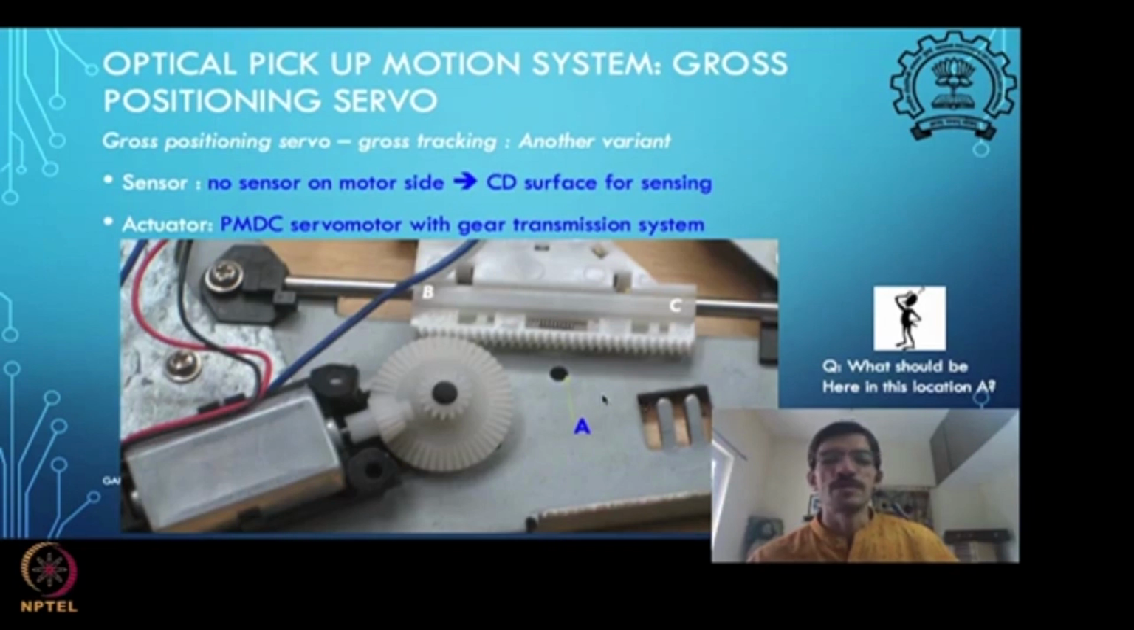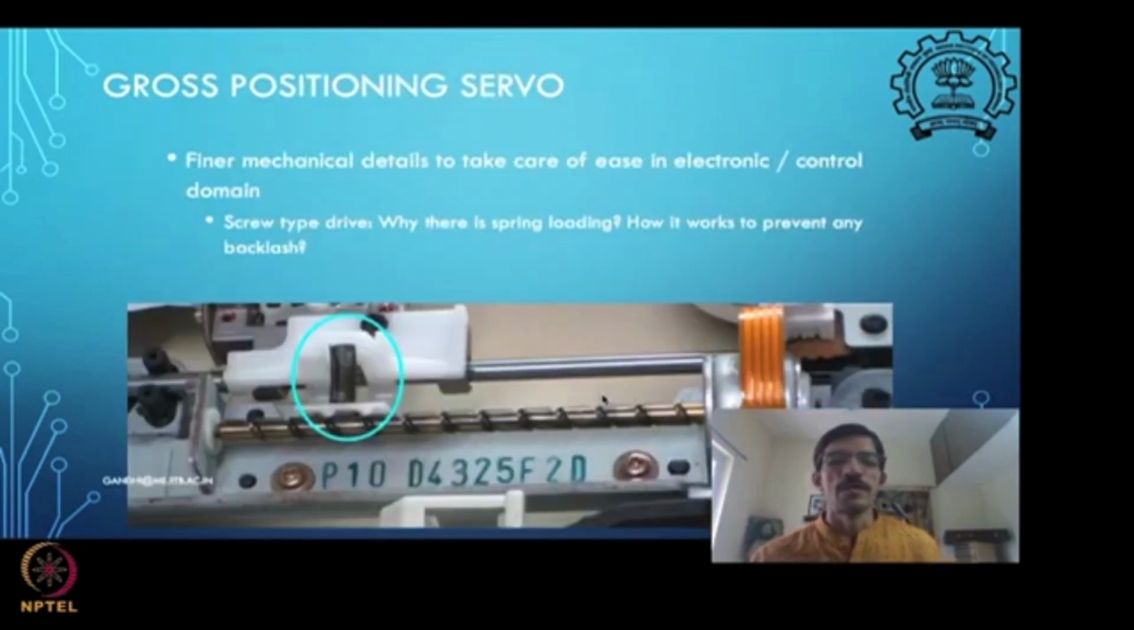Think about these issues. This is another kind of mechanism in which you see the same spring loaded stuff for the cross positioning system.